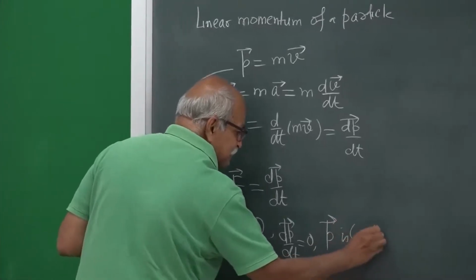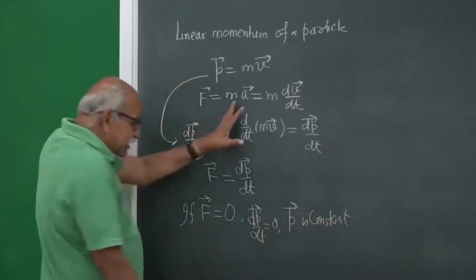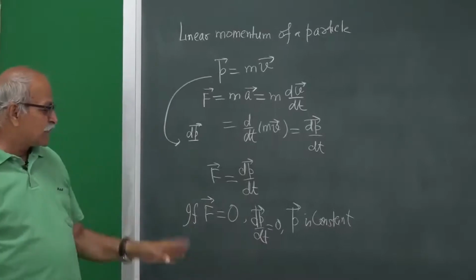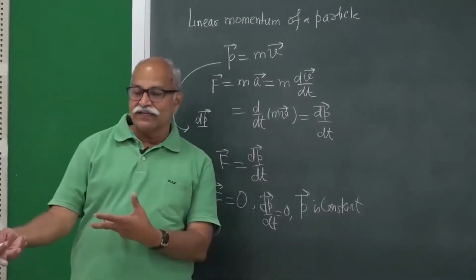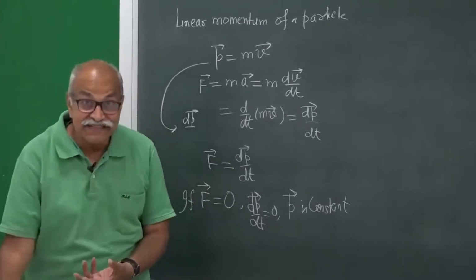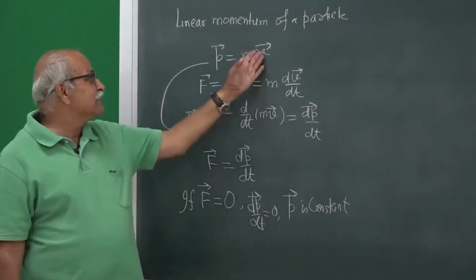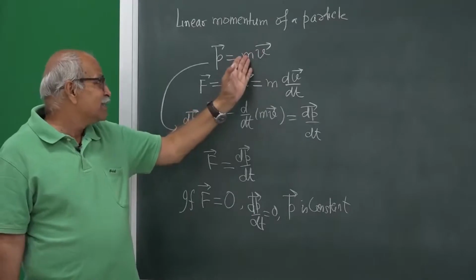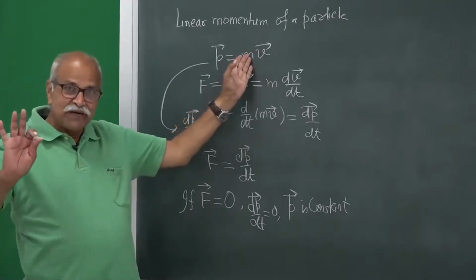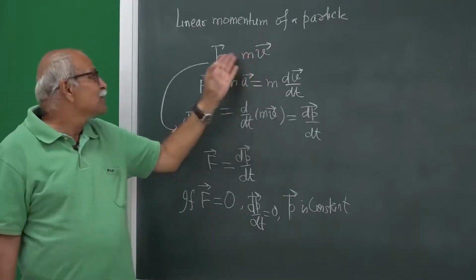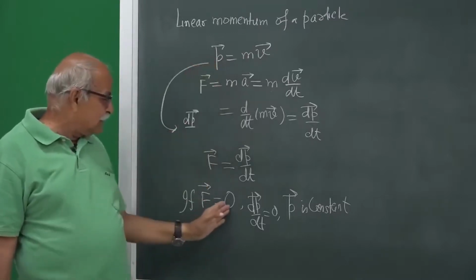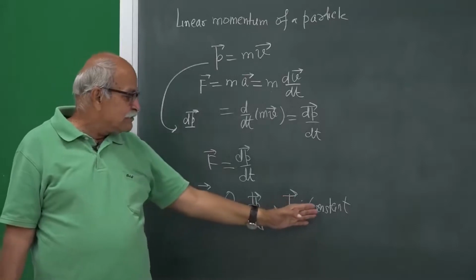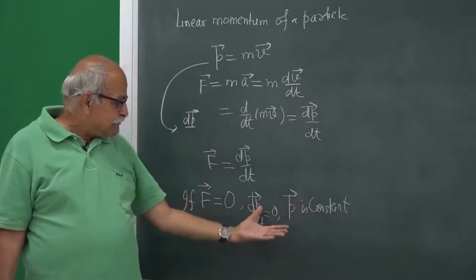Obvious, nothing to be derived mathematically. Obvious, if force is 0, there is no acceleration. If there is no acceleration, there is no change in velocity, and mass is anyway constant in Newtonian mechanics, we take the mass of the particle as constant, so no change in P. So, P is constant. So, if the force is 0, then linear momentum is constant.